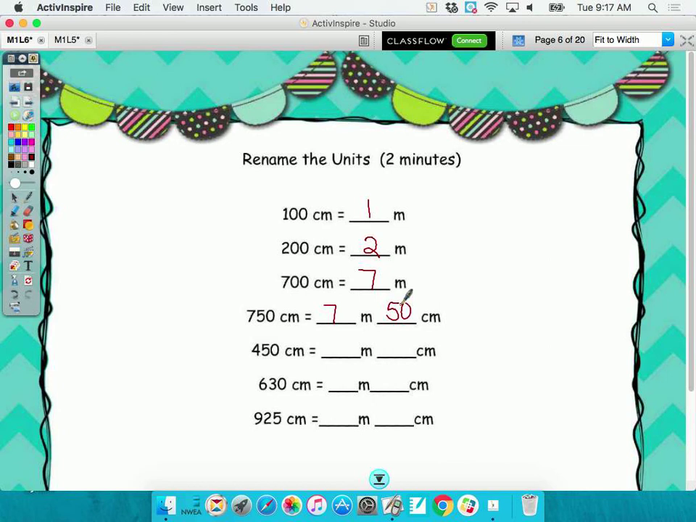All right, Sadie's going to try the next one. 4 meters and 50 centimeters. How about Halen for the next one? 6 meters and 30 centimeters. Very good, 6 meters and 30 centimeters. Monica, 9 meters and 25 centimeters. Excellent. Okay.